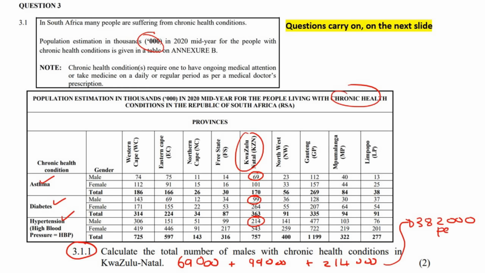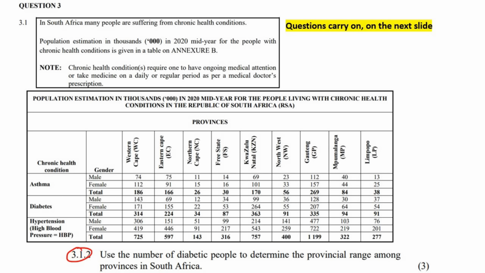382,000 people. This question says, use the number of diabetic people to determine the provincial range. Provincial, all of the provinces in South Africa, among provinces in South Africa. So they didn't say males and they didn't say females. So we're going to go to diabetes, because they said diabetic people. And we're going to look at the totals for each province. We're not going to only look at males, and we're not going to only look at females. They just said people in general. And we want to find the range. Remember, the range is the highest minus the lowest.